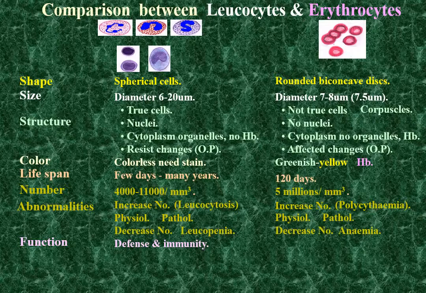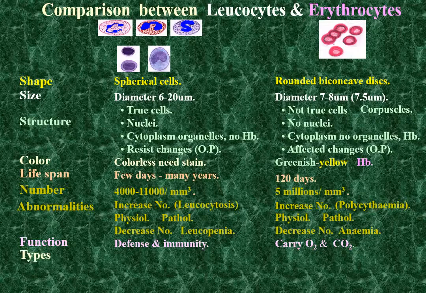On the other hand, erythrocytes are responsible for gas transport. They carry oxygen and carbon dioxide. Oxygen to the tissues and carbon dioxide from the tissues to the lung.